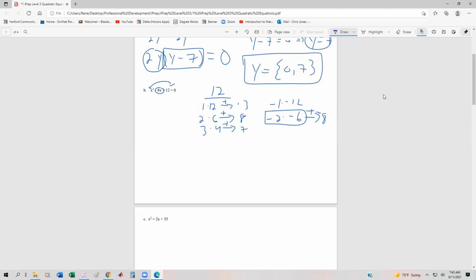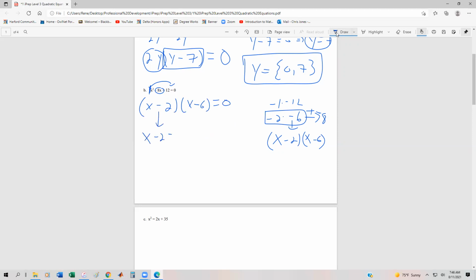Now this is one trinomial that has a 1 as the coefficient. So if that's true, remember we can skip right to the answer and just write this as x minus 2, x minus 6 as the factored form. But that's not the solution. We're going to have to incorporate this into the quadratic equation here. So by factoring, x minus 2, x minus 6 equals 0. Then we're going to set each of those factors equal to 0. So we still have more steps after factoring.